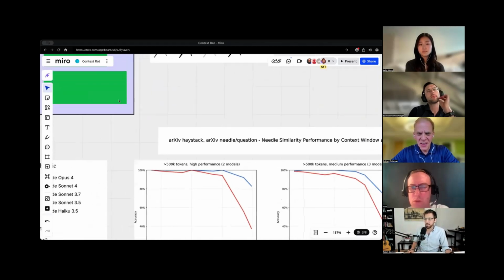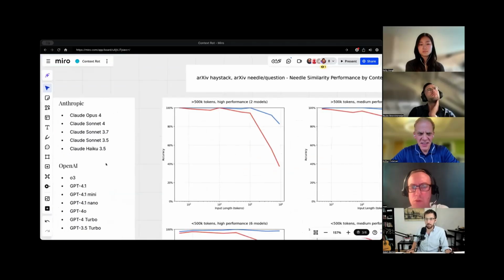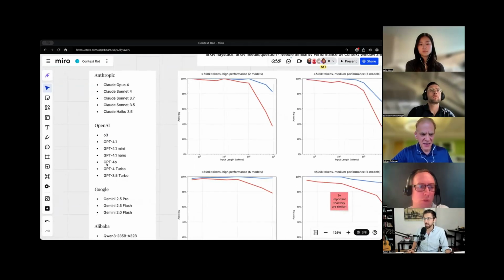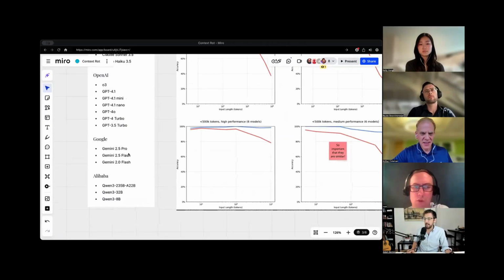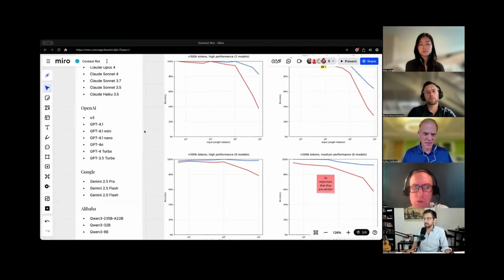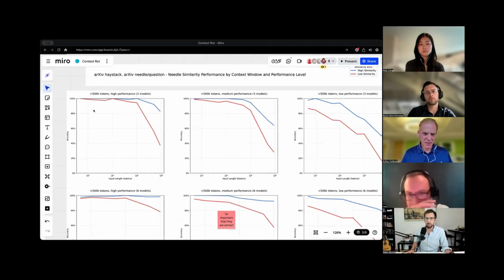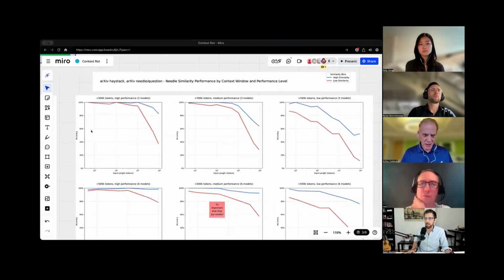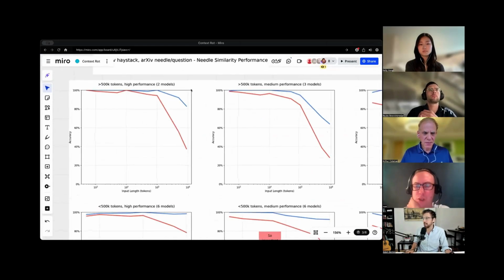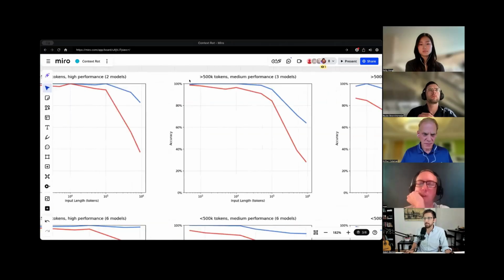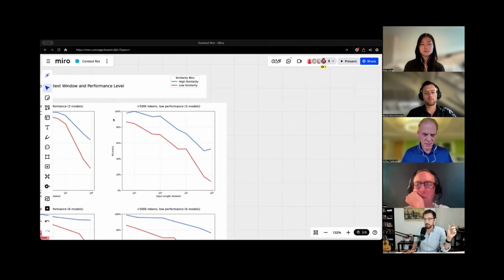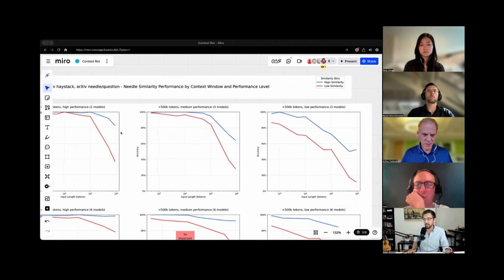What are the results? Well, first they have, I think, 18 different models that they're going to try this out on. And now they're mapping the results. So this at the top here, you see this is for the models that take over 500K tokens. And you can see that the blue one at the top is the high similarity. That's when the question and the needle are quite similar. The red one is when they're less similar.